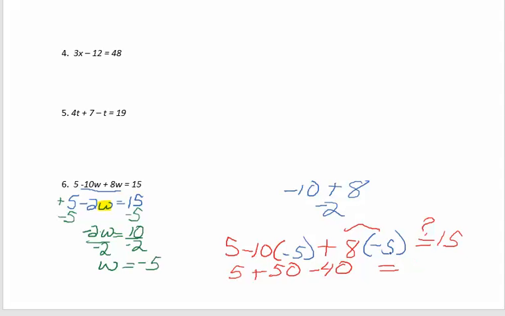And again, I want to see, does that indeed equal 15? So 5 plus 50, we add and subtract in order, is 55 minus 40. So that is 15, so 15 equals 15. So it does check.